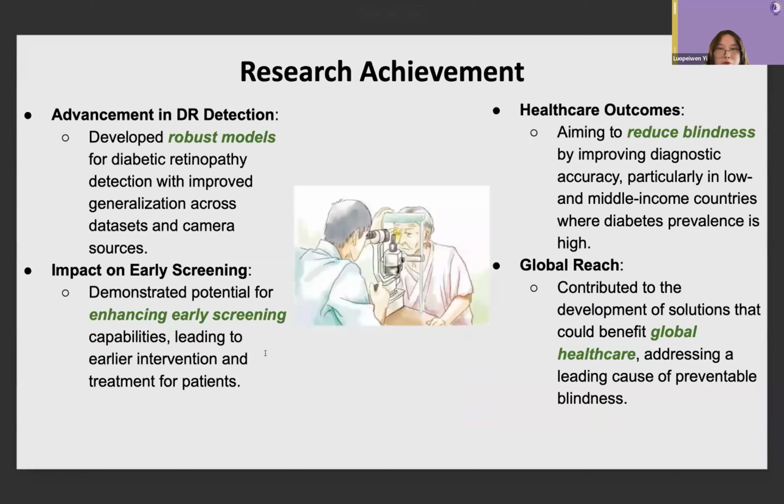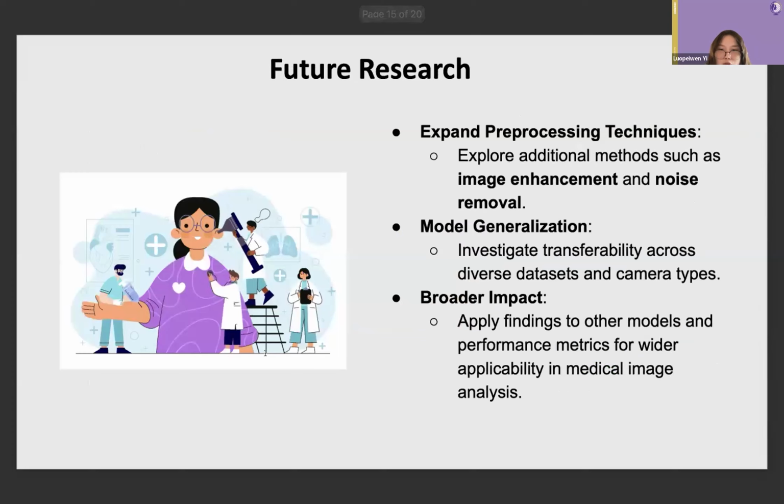So in general, our research helps to improve diabetic retinopathy detection by developing models that generalize across diverse datasets and camera sources to help enable early screening and timely intervention. And future research will focus on improving preprocessing techniques like image enhancement and noise removal, while also exploring model generalization across diverse datasets and cameras. And we also aim to apply our findings to other models and metrics. We want to extend the impact beyond diabetic retinopathy detection to medical image analysis in general.